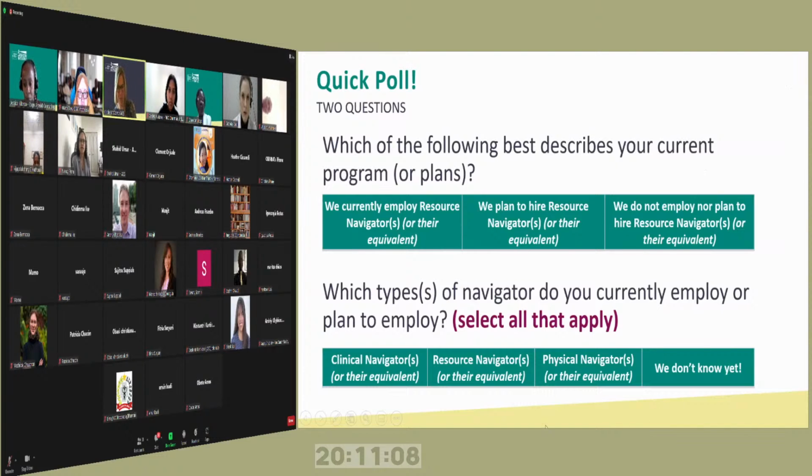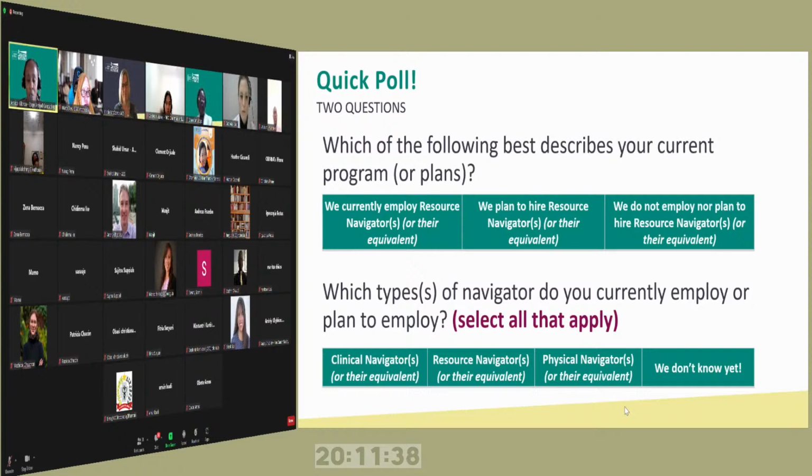I'm going to give another 10 to 15 seconds. Please respond to the two questions. First one, which of the following best describes your current program or your plans? And then which types of navigators do you currently employ or plan to employ? So that is, are you looking to just have one type of navigator or are you looking to add different types of navigators into your program? And if you don't know, that is totally fine. Okay, so we have 14 out of 34 respondents, and I'll be closing in 5 seconds. You can click on the poll button at the bottom if you're not seeing it.